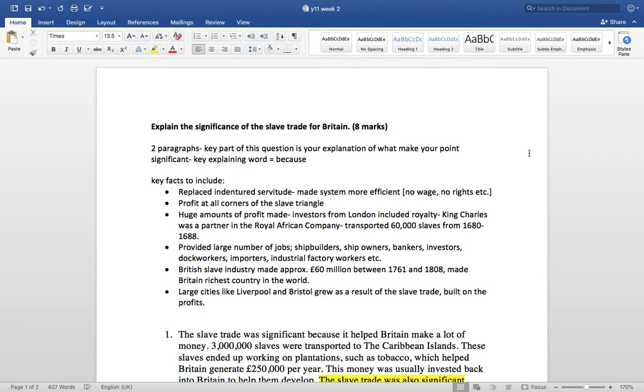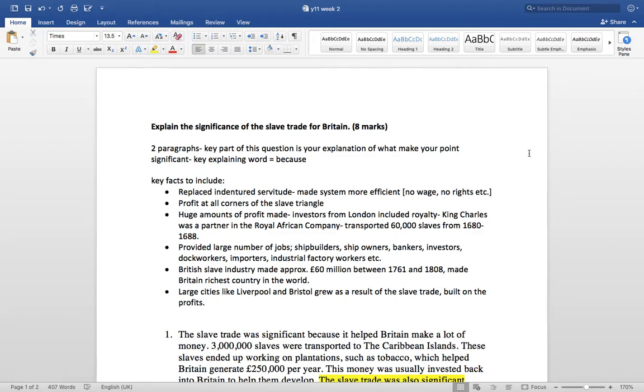I'm going to give you a bit of feedback on the questions that I set for you last week. In particular, we're going to look at this 8-mark question: explain the significance of the slave trade for Britain. Now, 8-mark question, nice and straightforward. All we need to do is write 2 paragraphs. The key part of this question is your explanation of what makes your point significant.